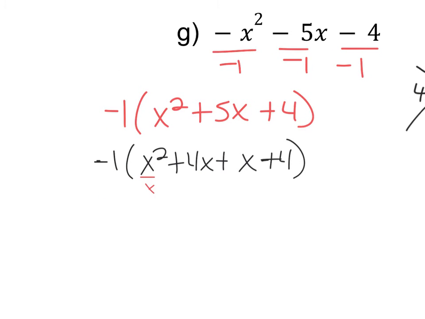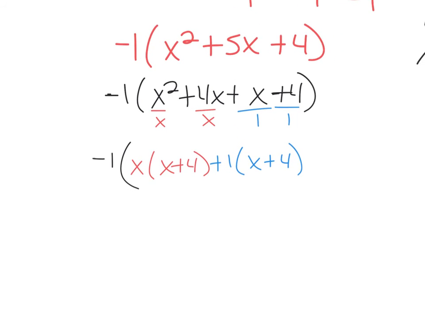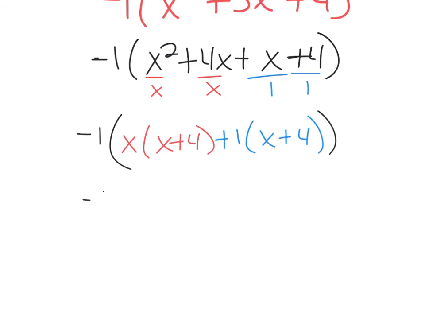All right, looks like we can divide both of those front two by an x. So I have x times x plus 4. And the back two, we don't need those to change at all because we want it to be x plus 4. So let's just take out a positive 1, so +1 times x plus 4. Okay, now let's put it all together. So I'm going to have -1 times x plus 1 times x plus 4.